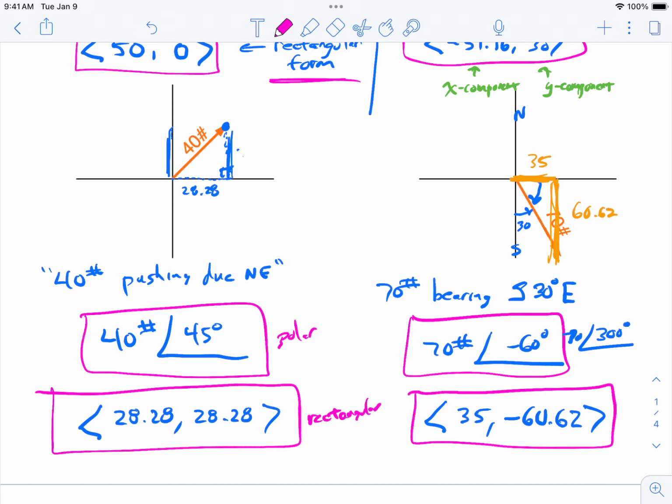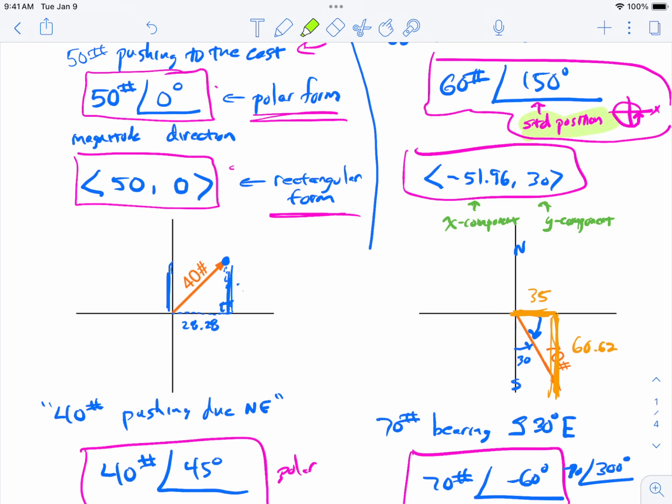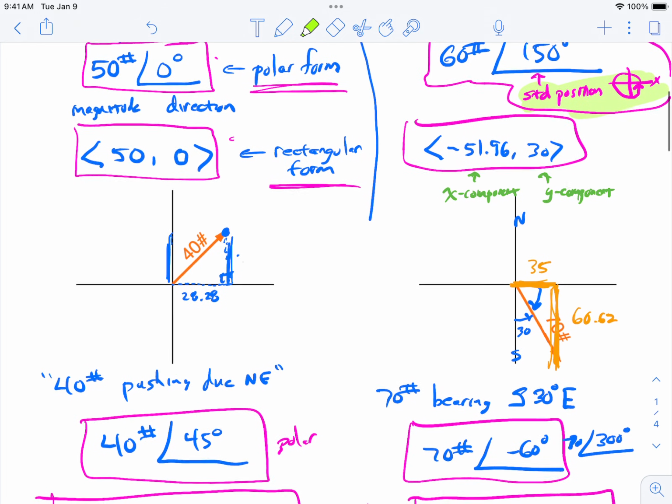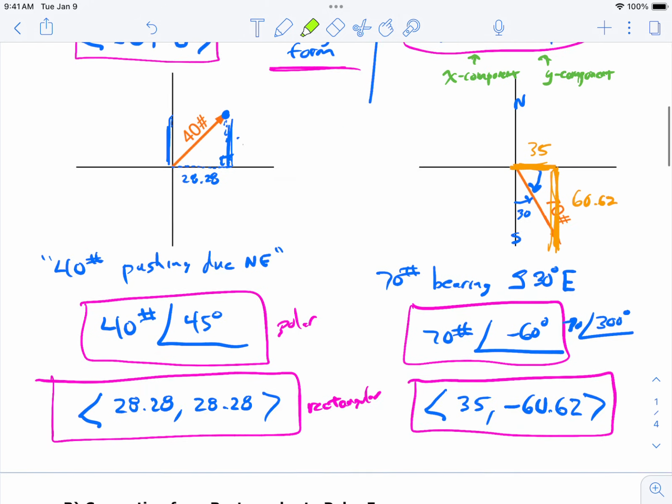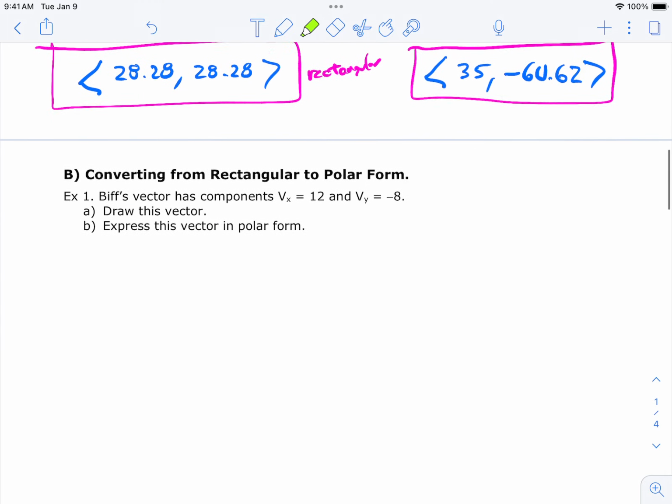Okay, so I wanted to give you several examples of what the polar form might look like, of what the rectangular form might look like. Again, make sure your theta is in standard position. That's important when you're doing polar form. And also make sure you take into account positives and negatives when you're doing your rectangular form.